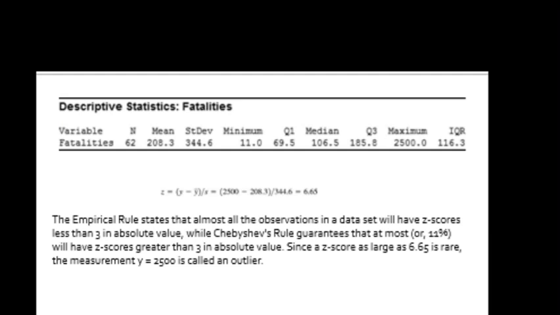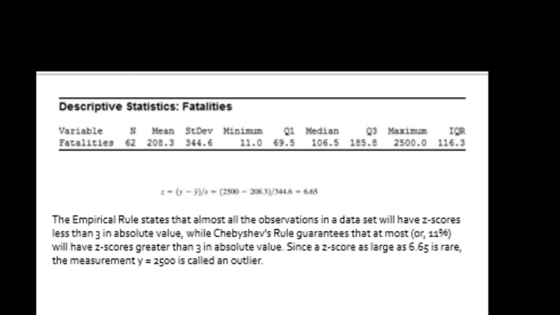Okay, so we need some descriptive statistics for the rest of the data. So there were 62 observations. The mean was 208.3, standard deviation 344.6. Okay, so based on this, let's calculate the z-score value for our observation of 2,500. So (y minus y bar) divided by s gives us the z-score. In this case, (2500 minus 208.3) divided by 344.6, which gives us 6.65 as the z-score.